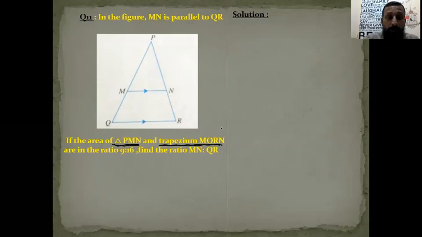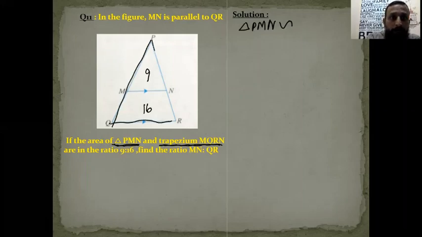So look at the data. The areas of the triangle and the trapezium are in the ratio 9 to 16. First thing, you need to identify a pair of similar triangles. How are you going to do that? I'm writing it here: triangle PMN is similar to triangle PQR. Can you see this? Triangle PQR. Now we have 2 similar triangles.